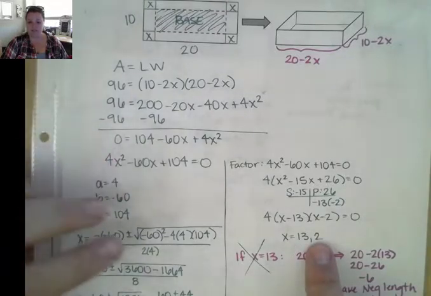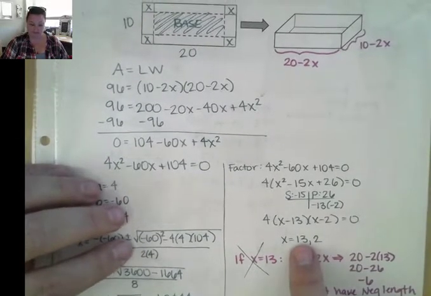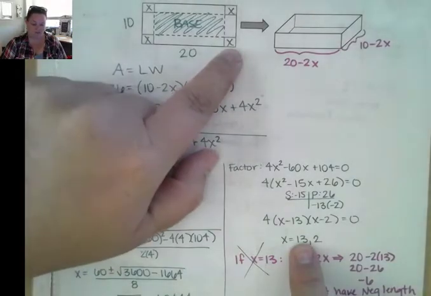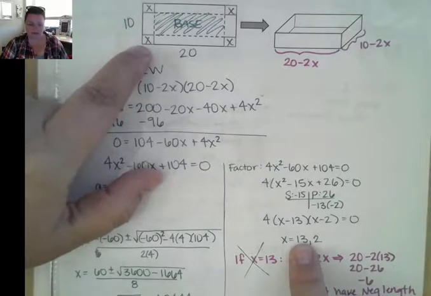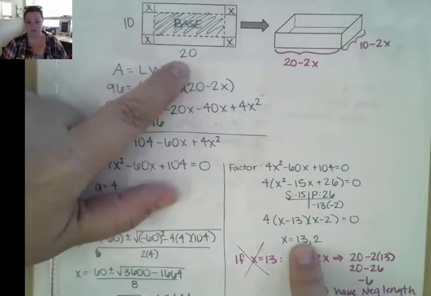So there's two ways to check yourself. You can just do it in your head, right? If that little square is 13 and this little square is 13, well, that's 26 already. And this whole side's only supposed to be 20. So 13 doesn't work, right?